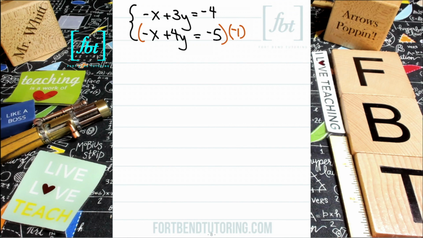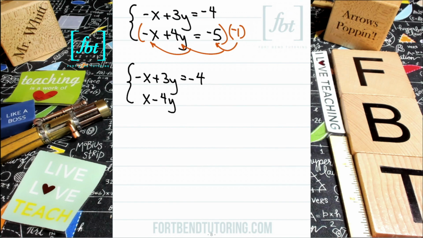So once again, I'm going to get my arrows popping here, okay? And distribute that -1 to every term in the second equation. And that'll give us the following system. We'll have -x plus 3y equals -4. You'll also have, oh, that is an ugly 4. Let's fix it. We'll have +x minus 4y equals +5, and then we'll combine these terms.